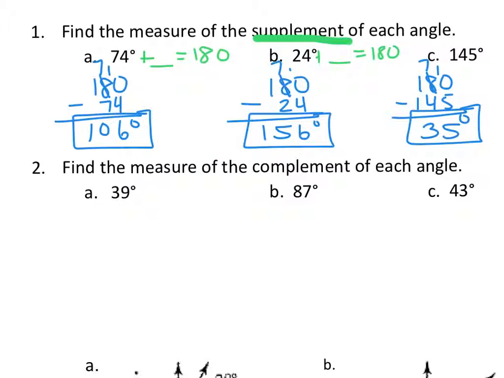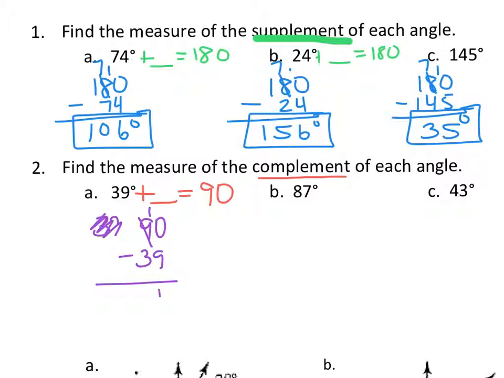All right, the next one says find the measure of the complement of each angle. Well, complementary angles are angles that add up to 90 degrees. So we basically need to know 39 plus what number equals 90 degrees. So to do that, we need to do 90 minus 39. So if we work that out, we get 51 degrees.